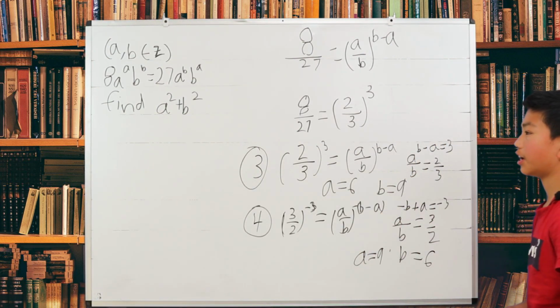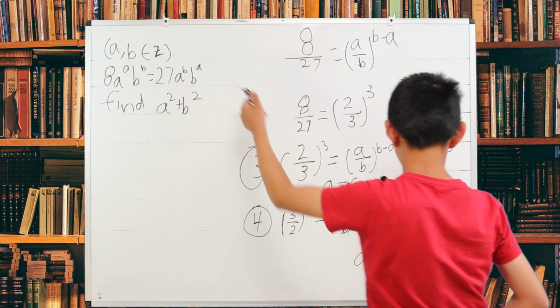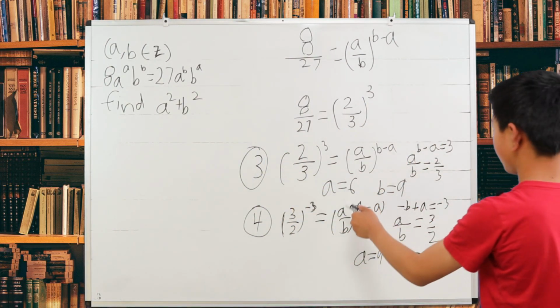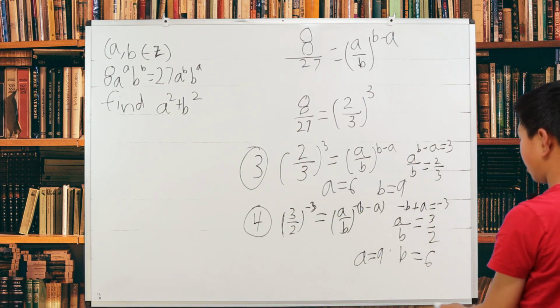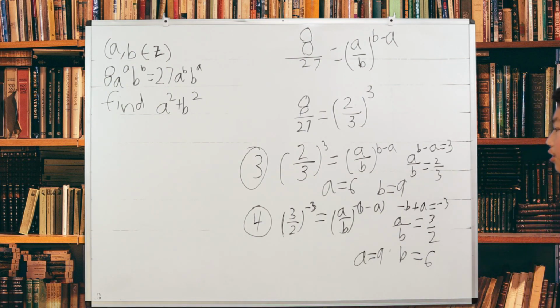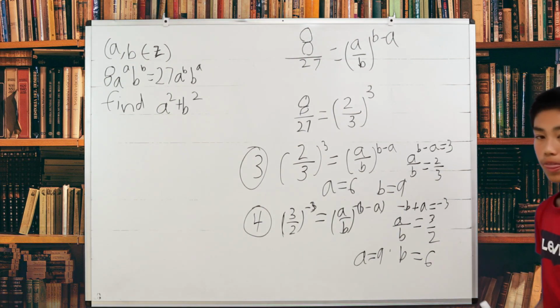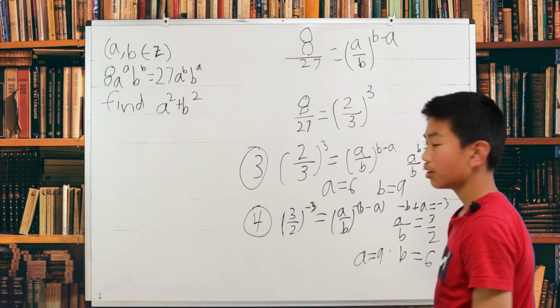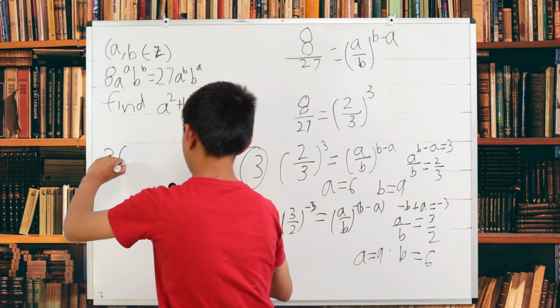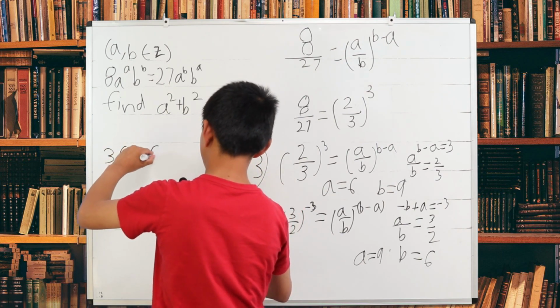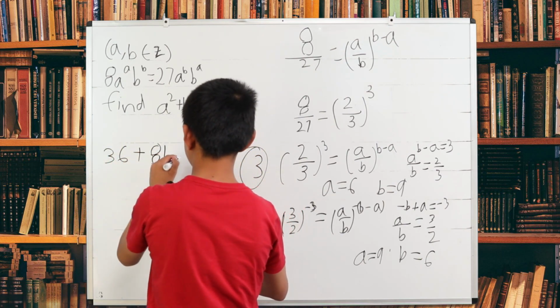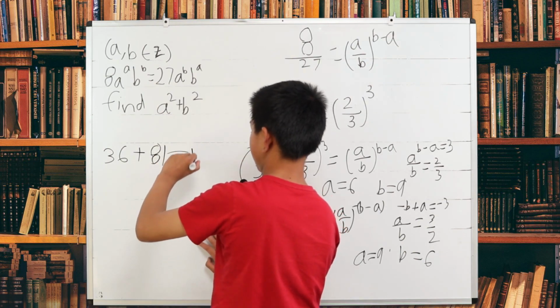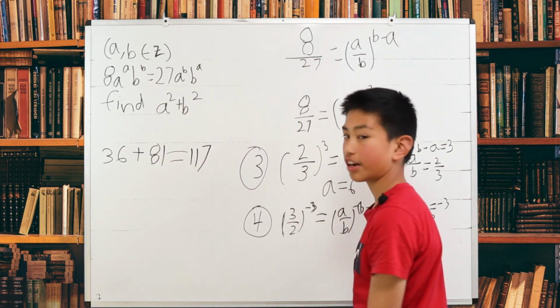They want us to find what a squared plus b squared is. We have the same values for a and b, 6, 9 and 6, 9, so it doesn't matter if it's a or b. It's just asking for what 6 squared plus 9 squared is. 6 squared is 36, and 9 squared is 81. So 36 plus 81 is 117. And that is our answer.